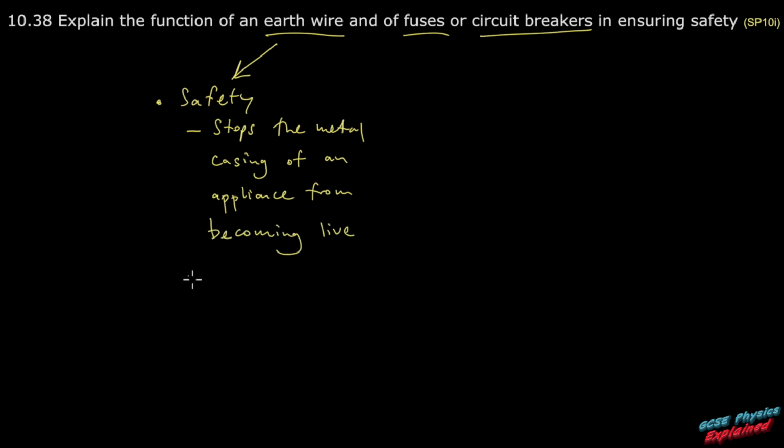So it prevents you from getting electric shock. And fuses and circuit breakers, they are connected to the live wire, which obviously brings the current into the appliance. So if there's a current surge, first of all, the current has to go through the fuse or the circuit breaker. And if there's too much current, the fuse will melt or the circuit breaker will trip, which will break the circuit and protect the appliance.